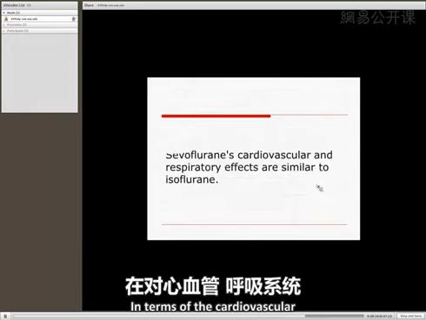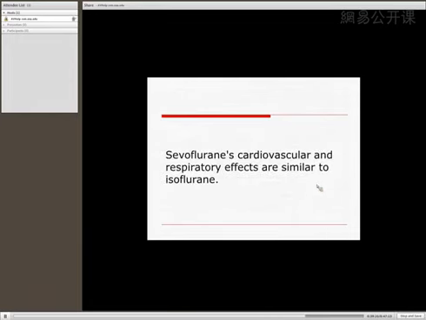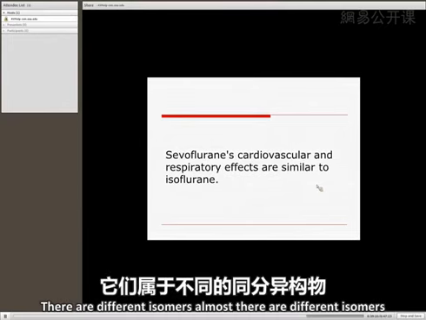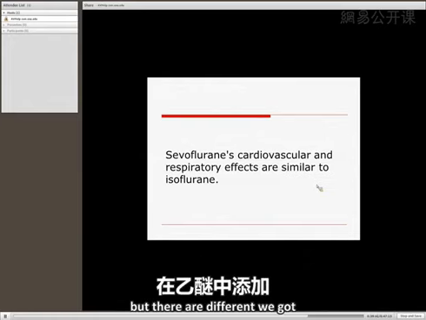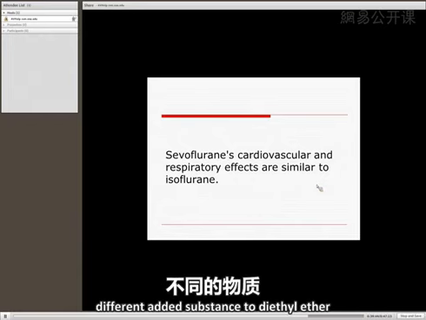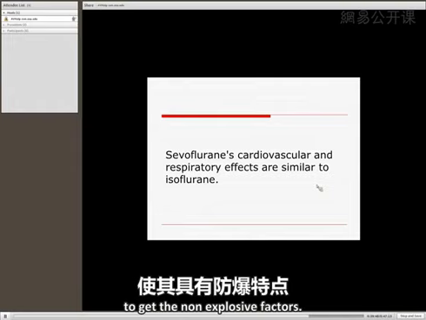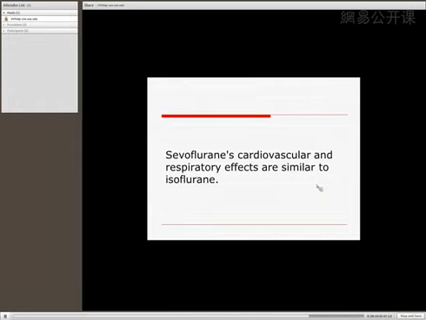In terms of the cardiovascular and respiratory effects, they're pretty close to isoflurane. They're very, very similar drugs. They're different isomers almost, they're different. Isomers is the wrong word, but they're different. They've got different atoms substituted on diethyl ether to get the non-explosive factors and the solubility factors that we talked about.